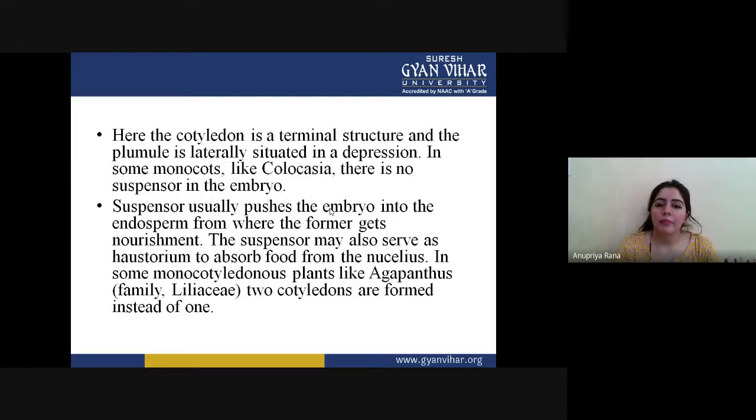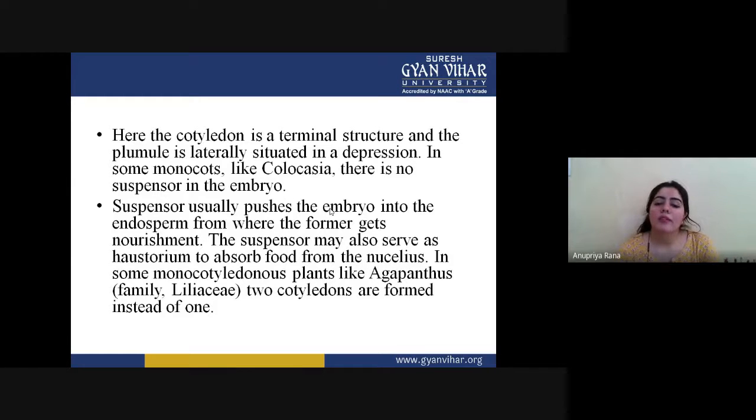Here the cotyledon is terminal in structure, and the plumule is laterally situated in a depression. Now, if we see the positions of everything inside the monocot embryo, the cotyledon is at the top, and there is a depression, like a ridge or furrow, in which the plumule will be present. So the plumule will be present only in a depression.